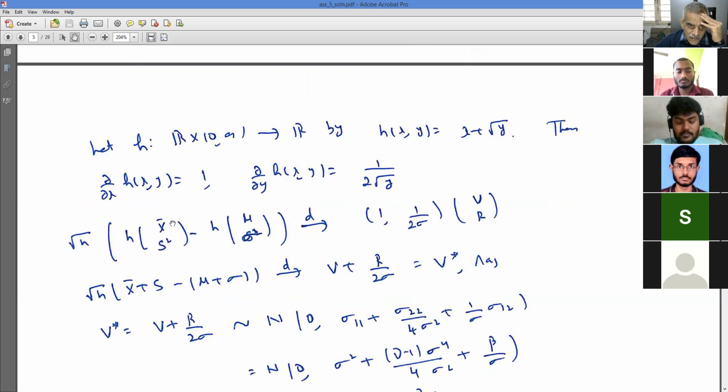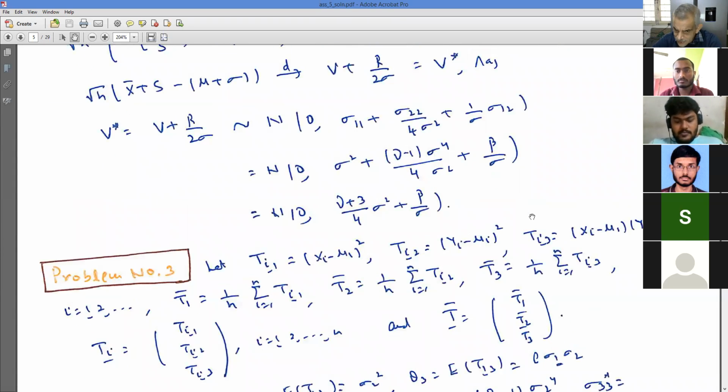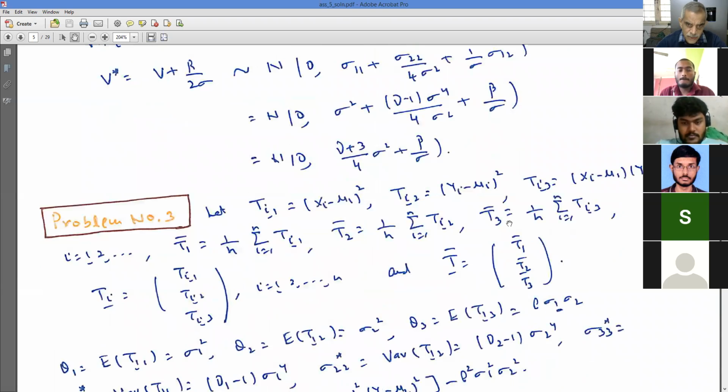Root n times h of that quantity minus h of this goes in distribution to, again, you have to get the two partial derivatives: with respect to x, which is 1, and with respect to y, which is 1 upon 2 root y, at sigma square is equal to 1 upon 2 sigma. And this is what you get. Is that okay? So it is exactly the same as problem 3. It is much easier because here you are using only the multivariate central limit theorem in R2. Problem number 3 uses the multivariate central limit theorem in R3. Right?